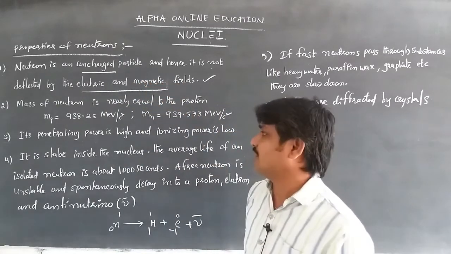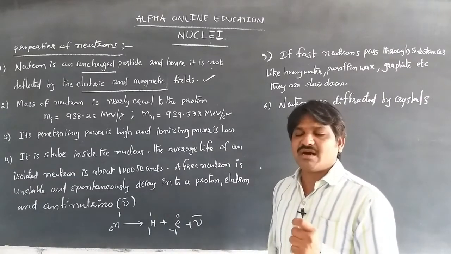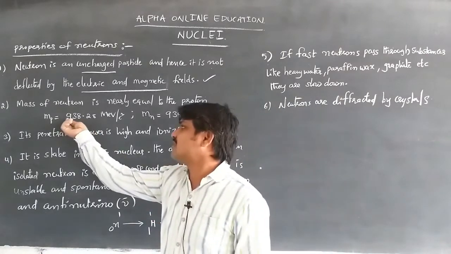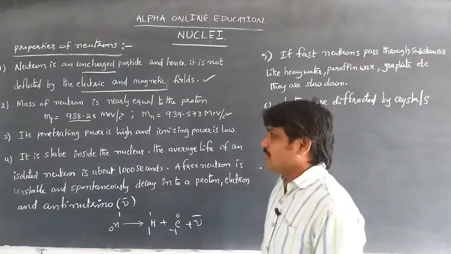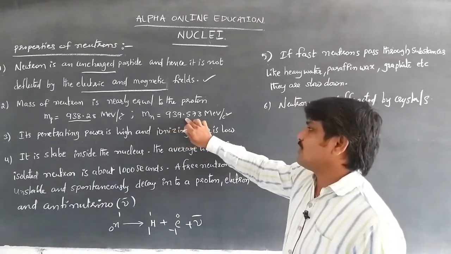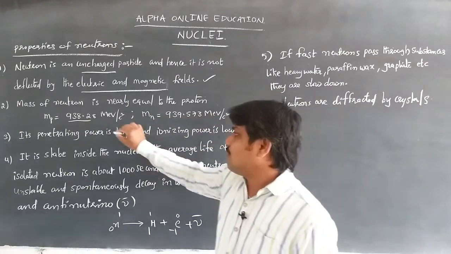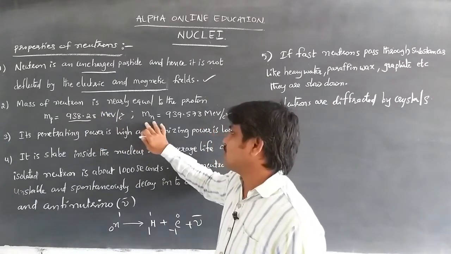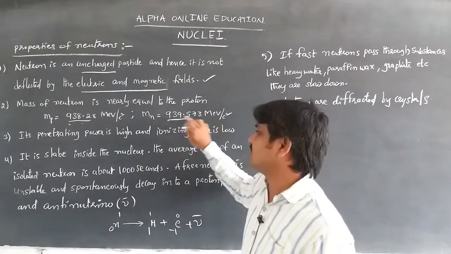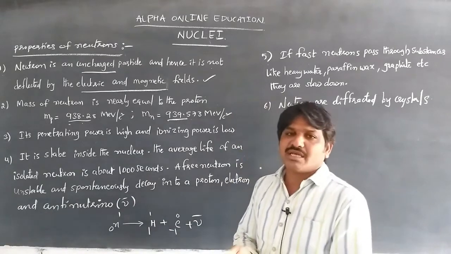That is property number 1. The second one: the mass of proton and the mass of neutron are nearly equal. The mass of proton is 938.28 mega electron volts per c square, and the mass of neutron is 939.573 mega electron volts per c square. Both masses are nearly equal.